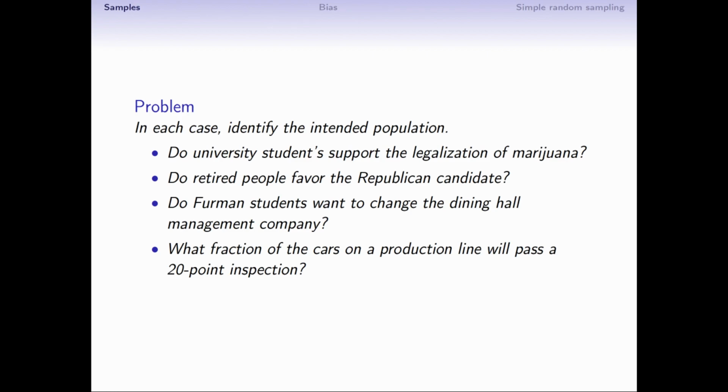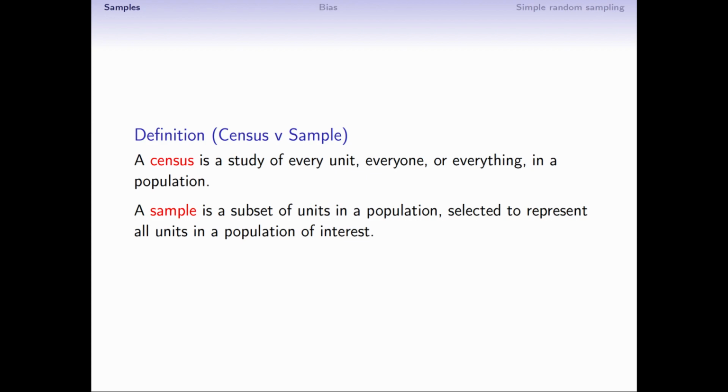Okay, now, there's a couple of different ways that we can investigate a population with regards to a question, and a lot of this has to do with how big the population is. So one way of studying a population is to conduct what's called a census. A census is a study of every unit, everyone, or everything within a population. So when we think of studying a question within a census, we're imagining inquiring of every single subject or object and collecting all of the relevant information for every single subject.